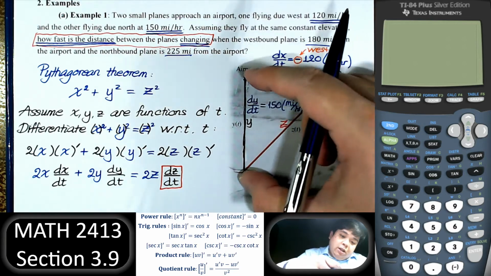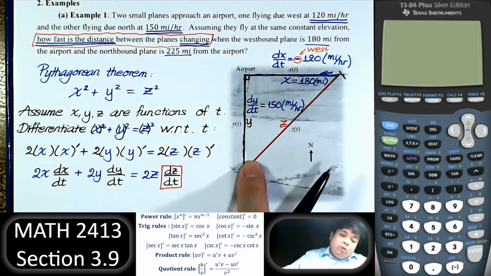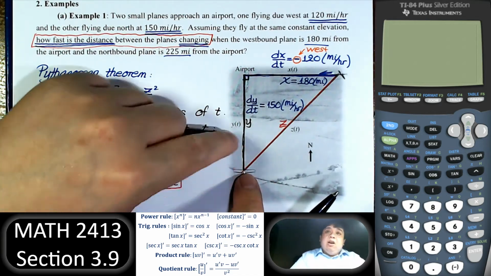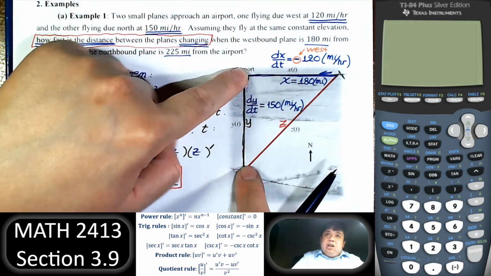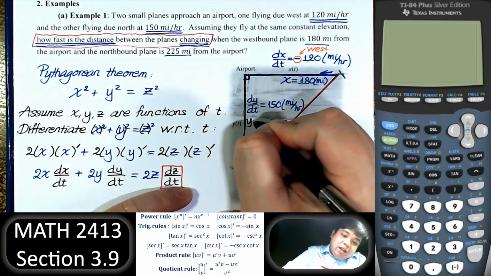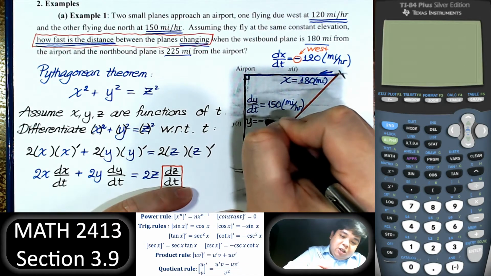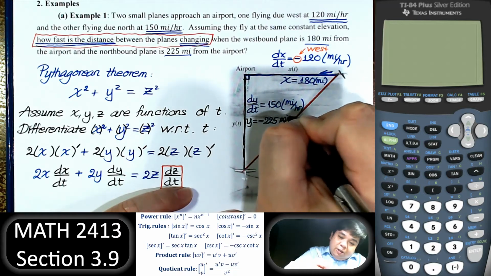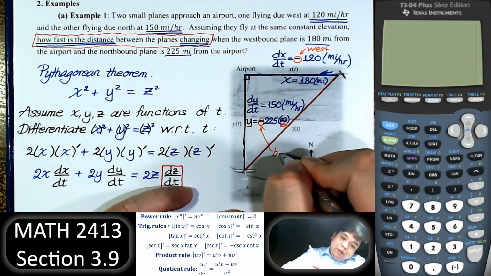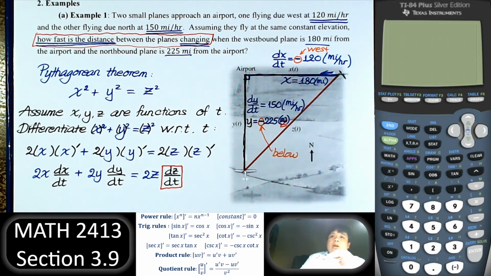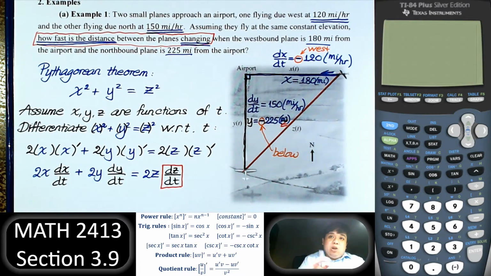The northbound plane to the airport is 225, but this is at the bottom, going down, below the origin. So y here is going to be negative 225 miles. Once again, this is negative because it is below. So anything that is below, going down, or going to the left is negative. Anything that is going up, above, or to the right is going to be positive. So that's on the side.